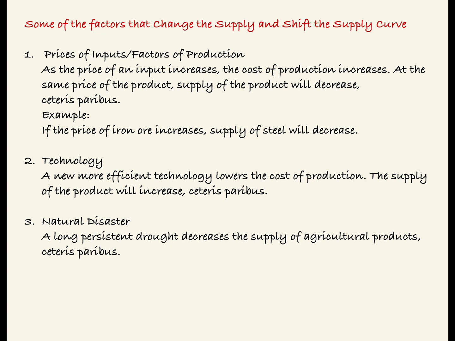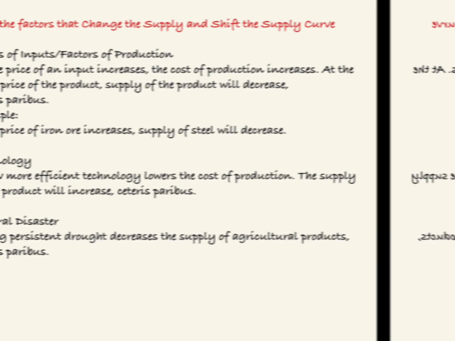Another factor that can change the supply and shift the supply curve is technology. A new, more efficient technology lowers the cost of production. The supply of the product will increase. And finally, a natural disaster can change the supply and shift the supply curve. A long persistent drought decreases the supply of agricultural products.